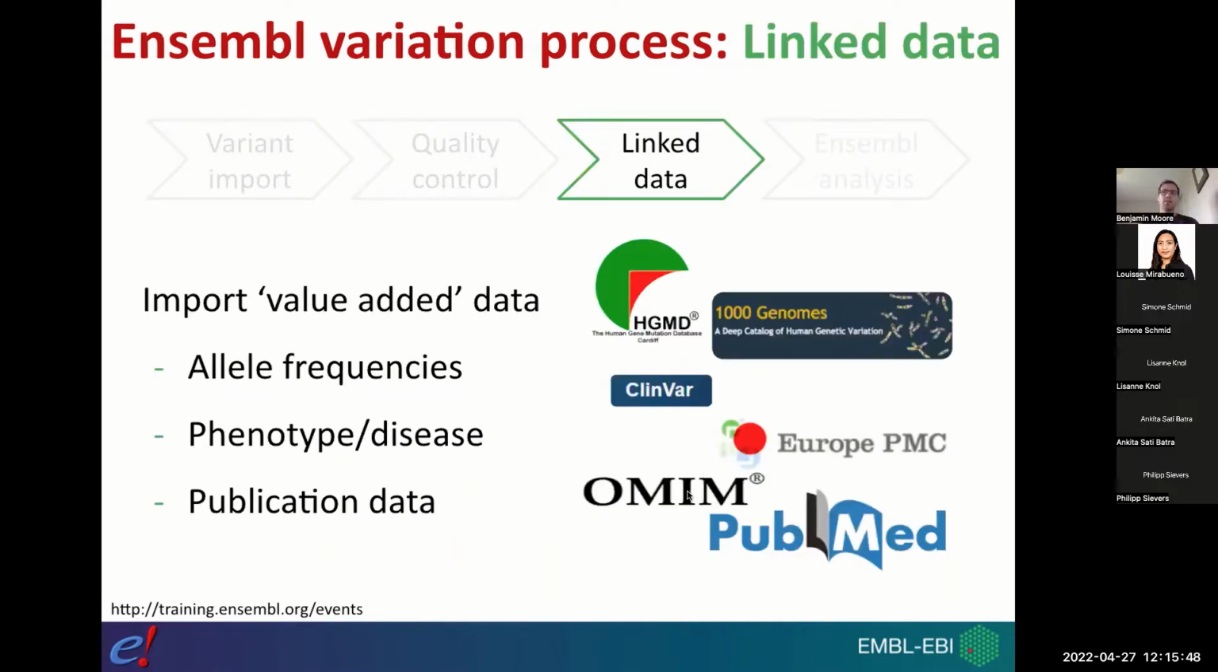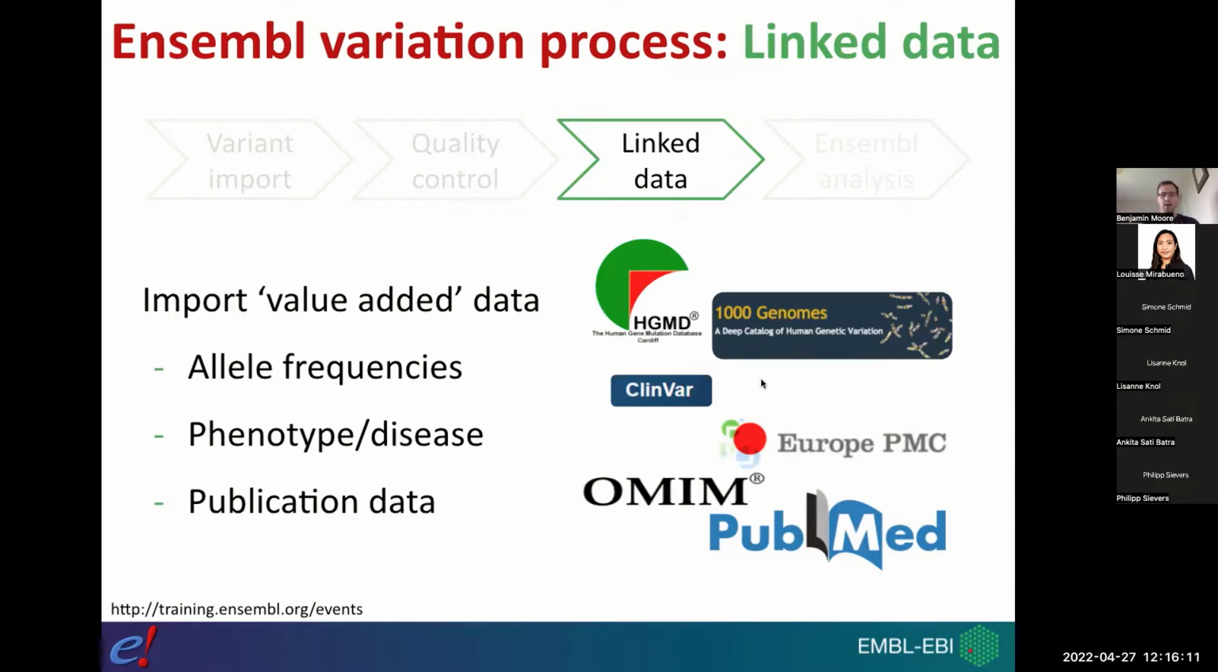Step 3 is to look for linked or associated data. So for all the variants in step 1, we look in a number of other databases to see if there's additional information that we can add in about the Ensembl variants. So we look for things like allele frequencies, phenotype and disease associations, and publication data as well.